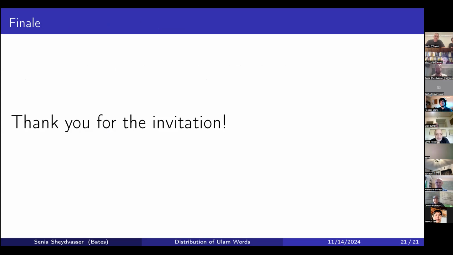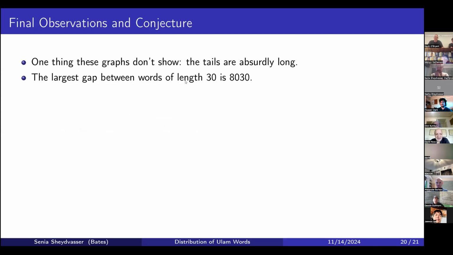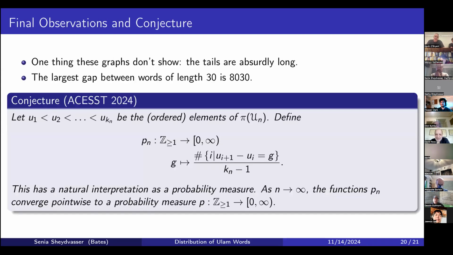Questions for Senia? I've got a long list of them. I'll see how many I can answer. Okay, so some of this, when you're talking about the gaps, depends on how you're mapping these binary words into the integers, right? And I guess if you're doing it little endian or big endian, that doesn't really change because of this 0 to 1 reflection that you were talking about. Yes.